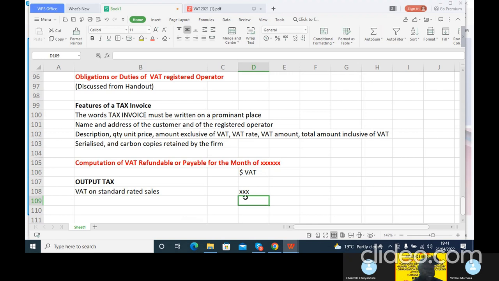Can I revert inclusive? Not 14.5 over 114.5. We multiply it. Ne amount. Can I revert exclusive? We got 14.5% times that.